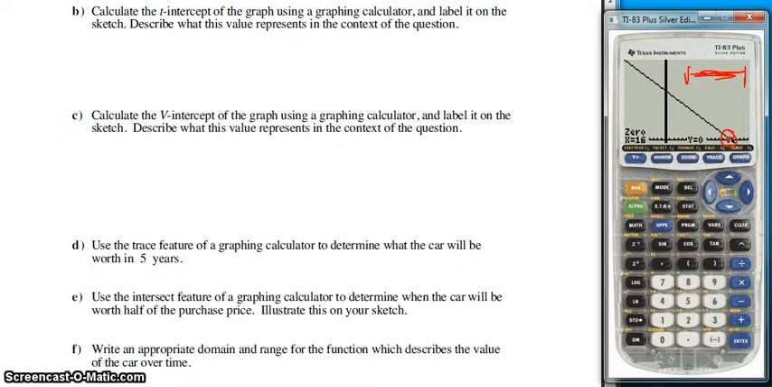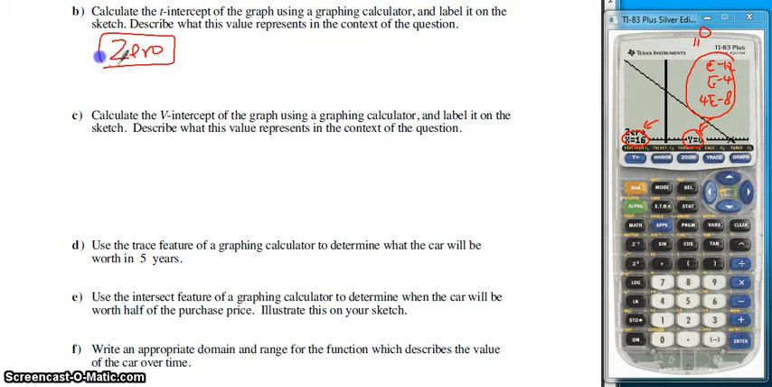It will say 0 here, indicating I'm finding the 0, and then 16, 0. Sometimes this 0 will say something like 4e negative 8, or e negative whatever, which means there are many 0s attached to it. Whenever you see something like this, it just means 0. So this is my x-intercept, or t-intercept in this context. Use the zero feature, and my t-intercept is 16.